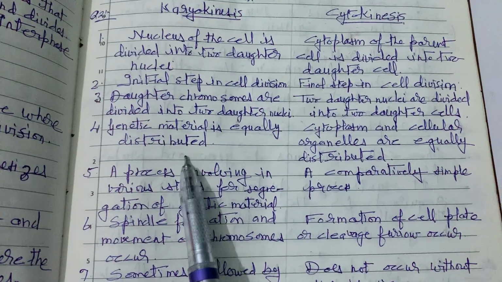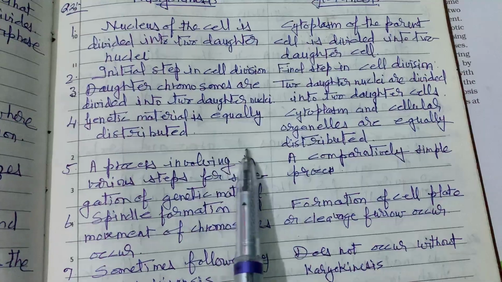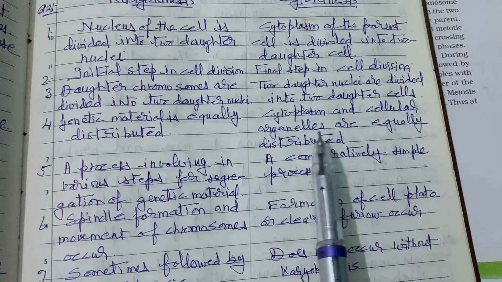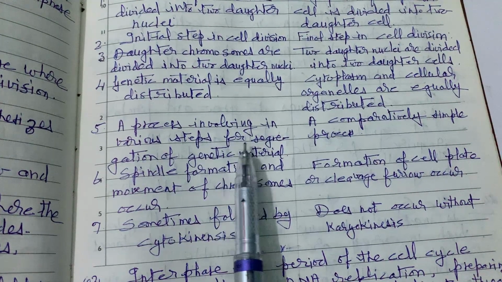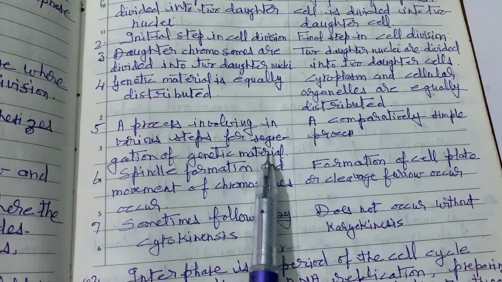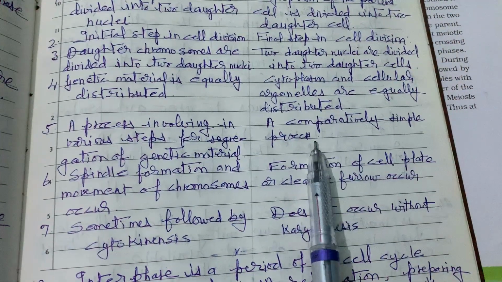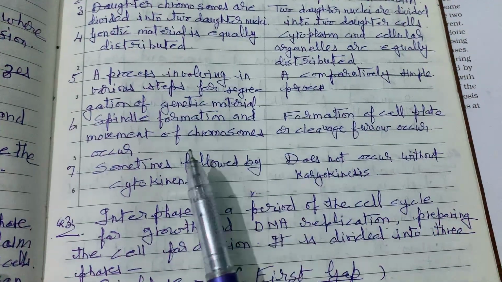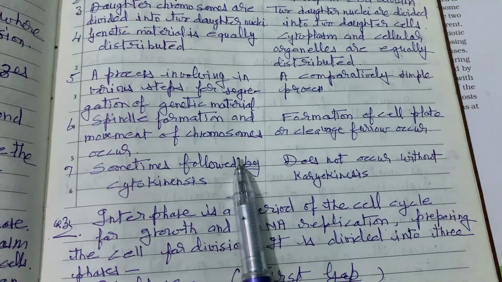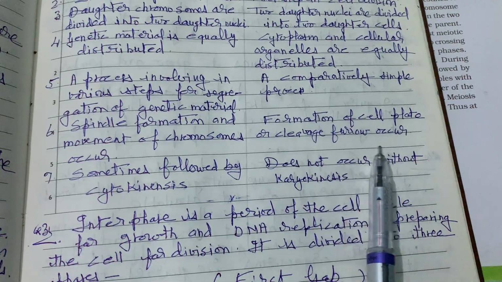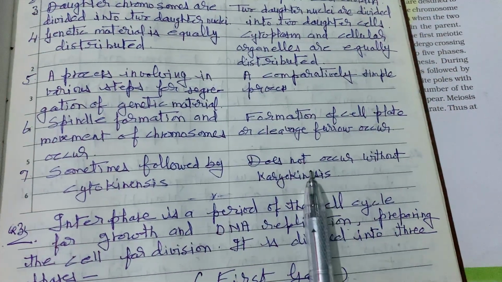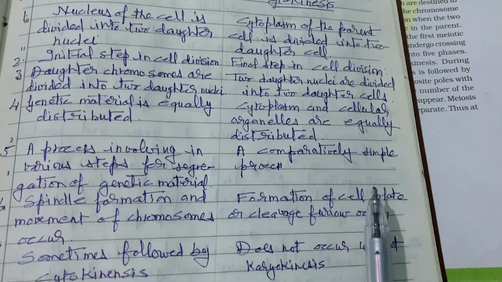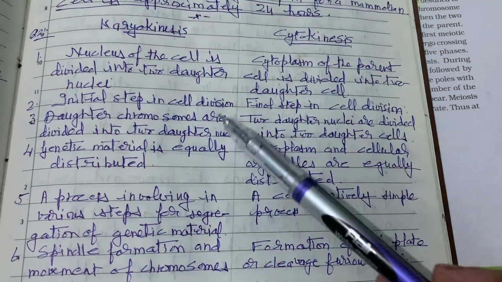Fourth point, under karyokinesis, genetic material is equally distributed. Here, cytoplasm and cellular organelles are equally distributed. Fifth point, a process involving various steps for segregation of genetic material. Here, a comparatively simple process. Here, spindle formation and movement of chromosomes occur. Here, formation of cell plate or cleavage furrow occurs. Seventh, sometimes followed by cytokinesis; cytokinesis does not occur without karyokinesis. So, these are the main points for karyokinesis and cytokinesis, right?